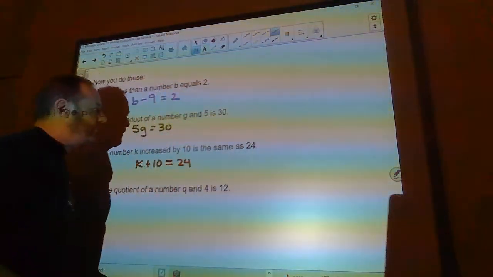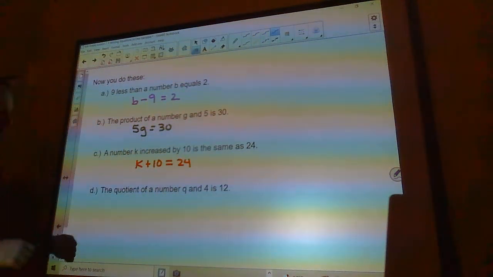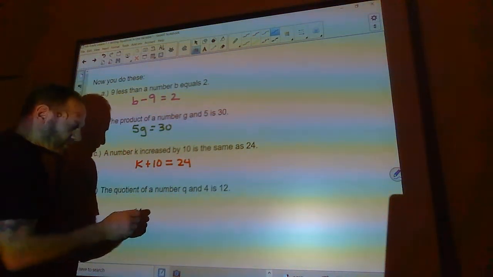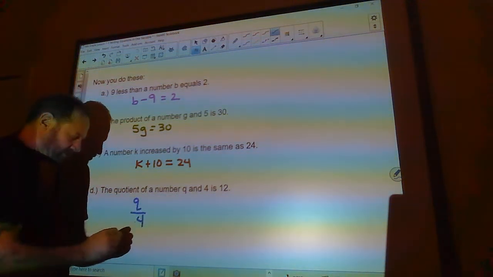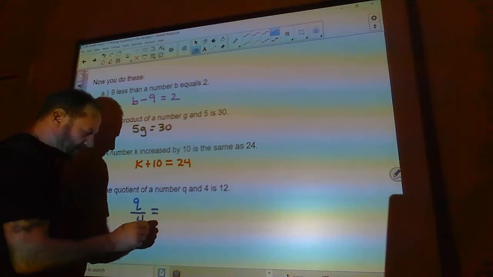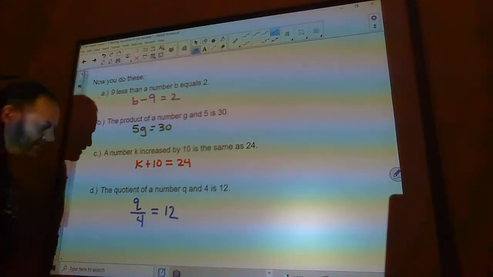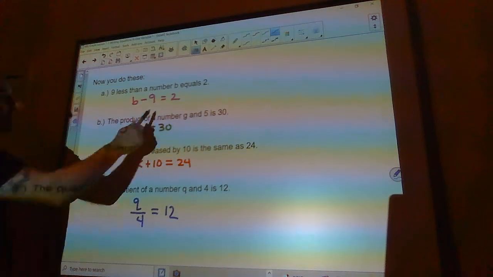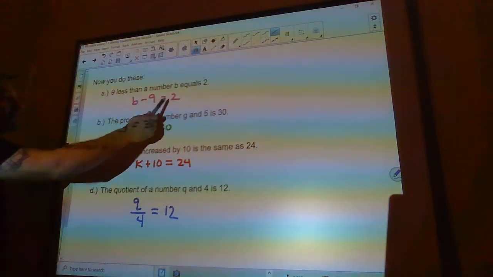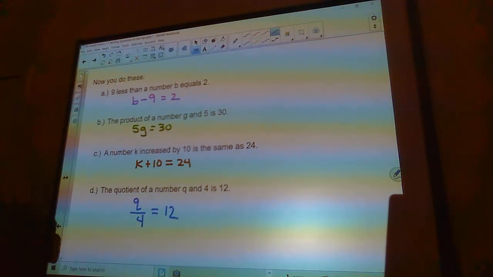And the quotient means to divide. So the quotient of a number q and 4, so the first number always goes on top, so this is q divided by 4 is 12. Okay, so you should have got those 4 equations. And why are they an equation again? Because they have an equal sign in them. This side is equal to that side, so it's an equation.